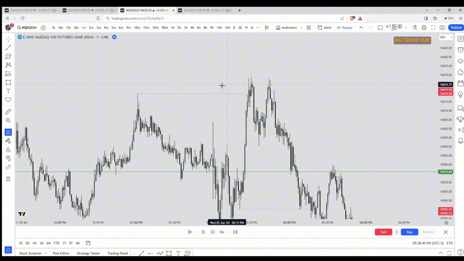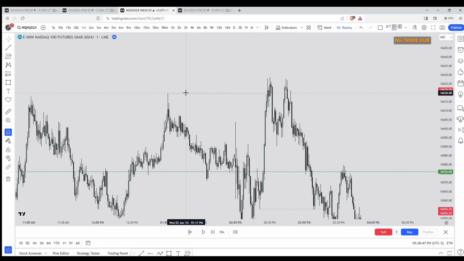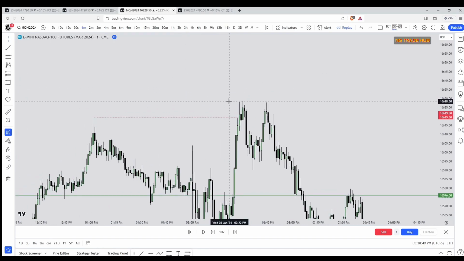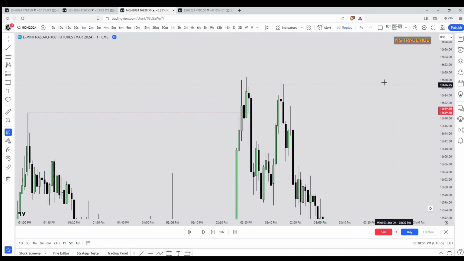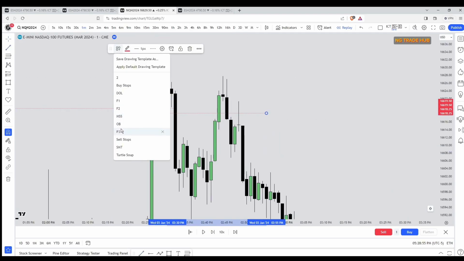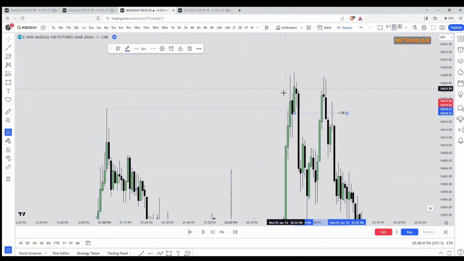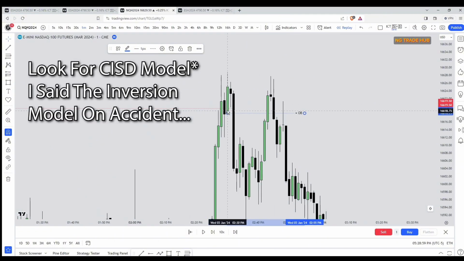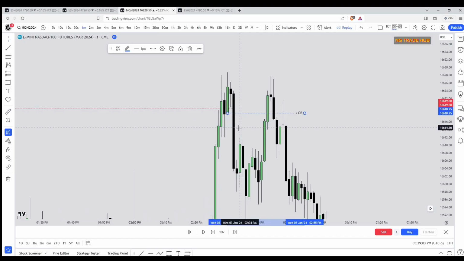this is when I did post my execution where I took a turtle soup up here, just selling the buy stops. Either way, whether you traded that turtle soup or not, the model showed up here. And what's that model? The change in the state delivery. So since the draw on liquidity was lower, when price takes out buy side liquidity, we look for these inversion models. See how there's just one candle right here, and then it's followed by a fair value gap to the downside. This is the change in the state delivery.